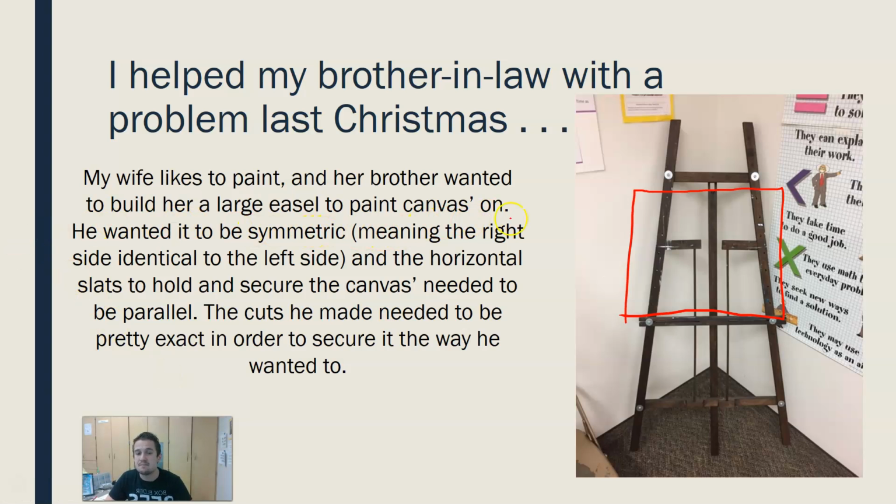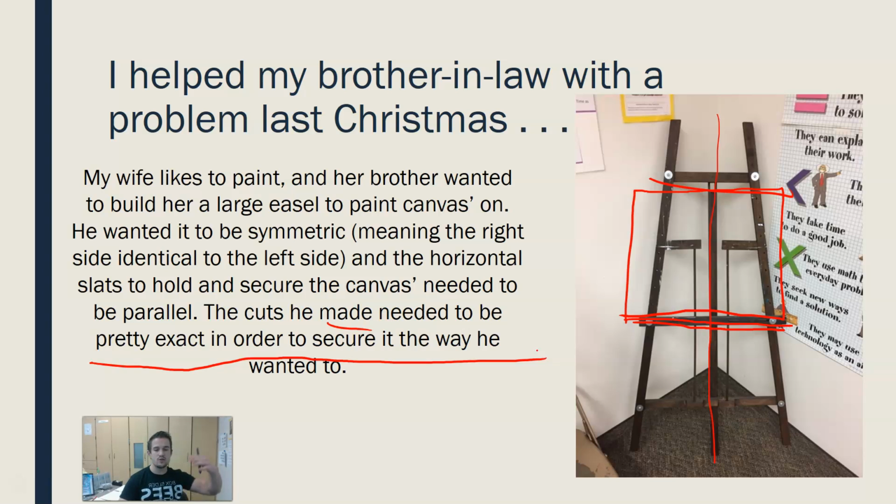So he wanted it to be symmetric, meaning that the right hand side was exactly the same as the left hand side. As if you could fold it in half, it would be the same. And these horizontal slats right here needed to be parallel, because in order to cinch the canvas in there, they would need to be exactly parallel. So the cuts that he made needed to be pretty exact. All those cuts need to be pretty precise in order to make everything fit the way that he needed to, so it would secure these canvases.